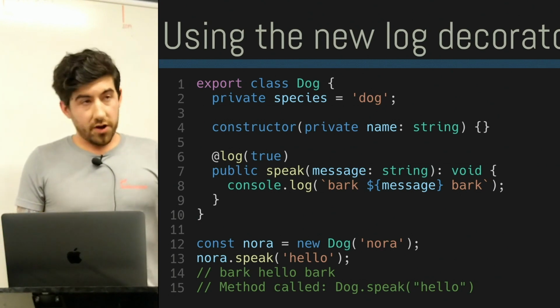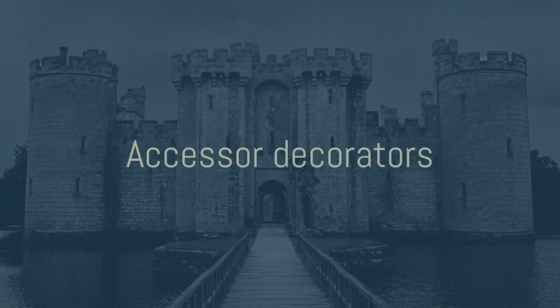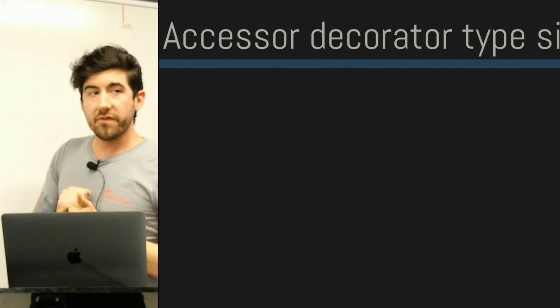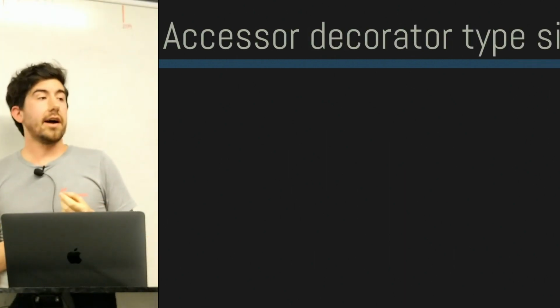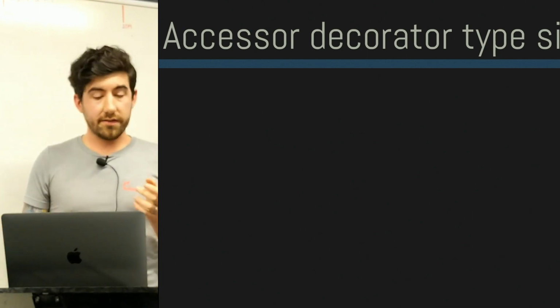So we'll move on from method decorators. We also said we can do accessor decorators. These ones are very similar, so that's why we'll do these ones now. Again, we'll go back to the TypeScript docs. This time it gets interesting. We start looking for an accessor decorator, and we don't find it. There is nothing in the TypeScript docs about how to use this.